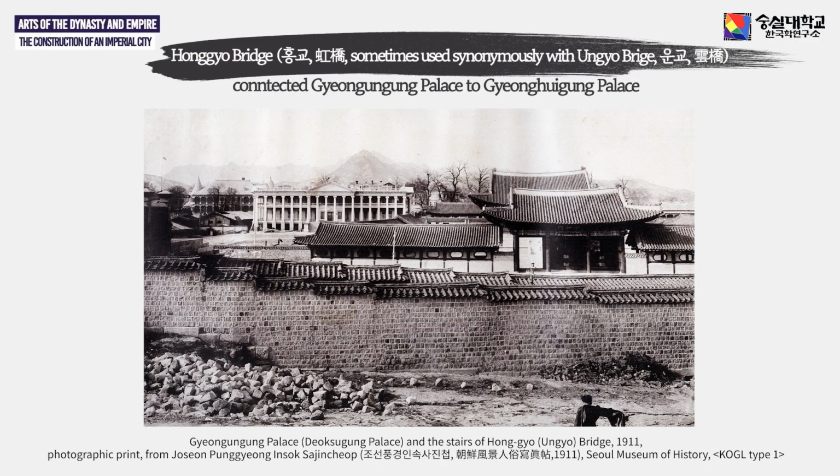Honggyo Bridge was an elevated pedestrian bridge that connected the main imperial Gyeongwon Palace to Gyeonghigung Palace. The bridge was commissioned around 1898 and completed in 1902 for the 40th year of Gojong's reign, when major commemorative events were planned. The so-called Rainbow Bridge allowed Gojong to efficiently move from Gyeongwon Palace to Gyeonghigung Palace, where a grand military parade was to take place.